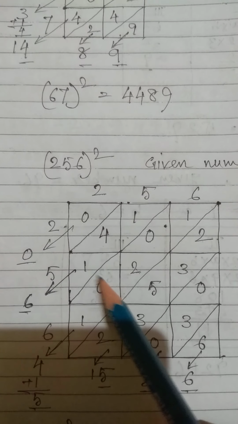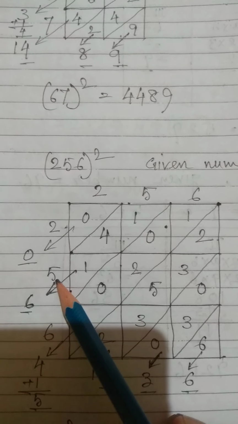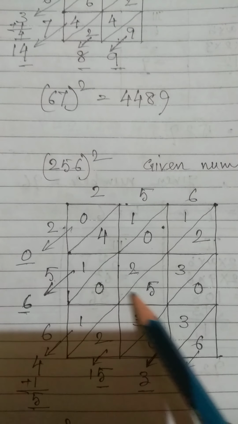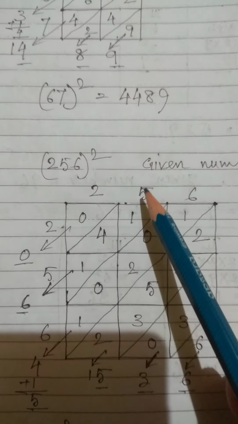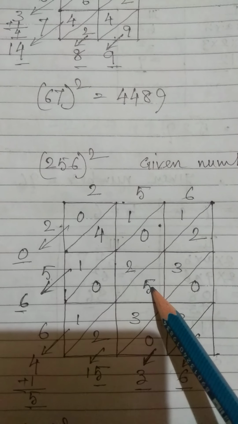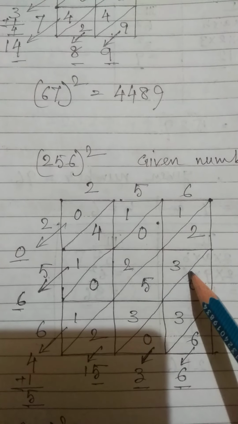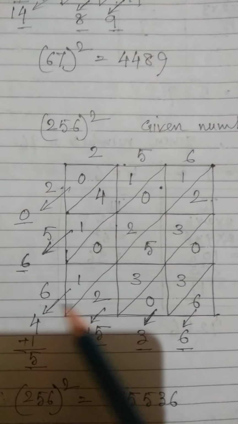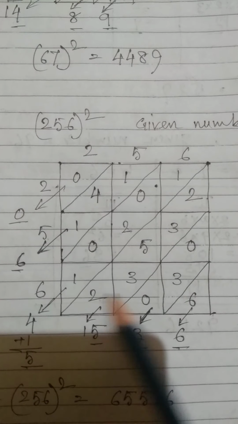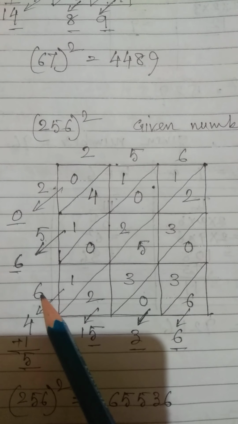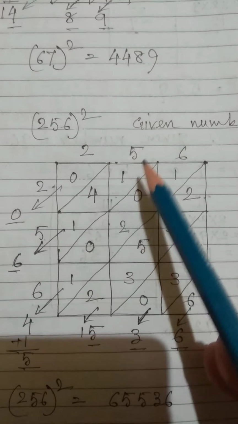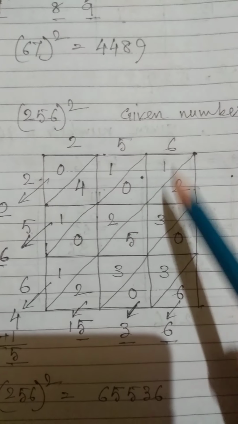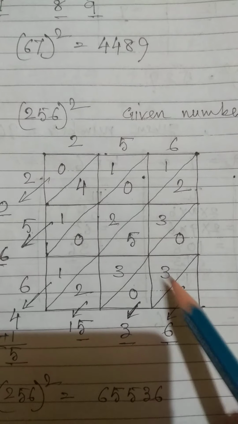For this box, find the product of 5 into 2, 10. For this box, 5 and 5, so 5 into 5, 25. 5 into 6, 30. Similarly, for this box, 6 and 2, so 6 into 2, 12. For this box, 6 into 5, 30. And for this box, 6 and 6, 6 6s are 36.